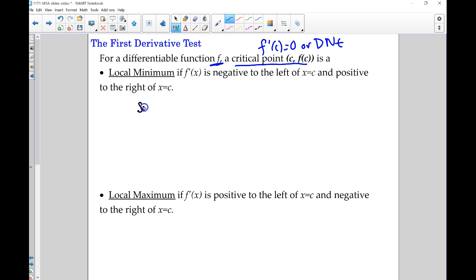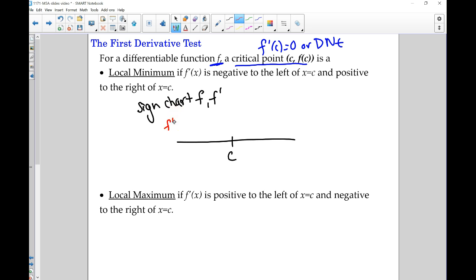So what I like to do is make sign charts for all of this. I find it's a good way of organizing the data, and it also allows me to see this stuff visually too. On a sign chart, think of it as a number line where you list your critical value, or the value at which your critical point occurs, and then I'm going to separate it into two parts.